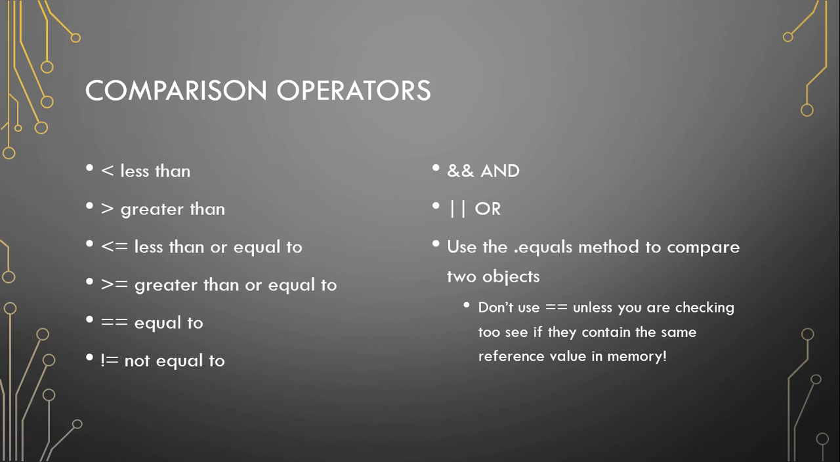If we want to compare something that is not a primitive type, we can use the equals method in order to compare two objects. One thing I want to remind you about, though, is don't use double equals unless you're checking to see if they contain the same reference value in memory.